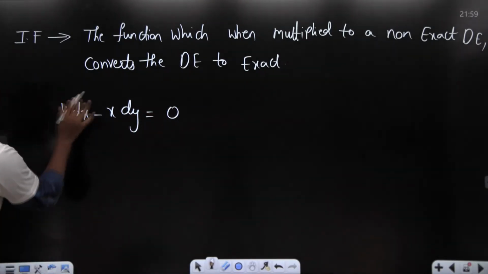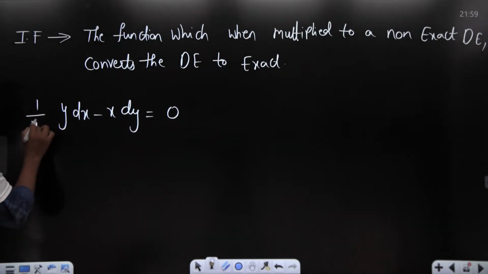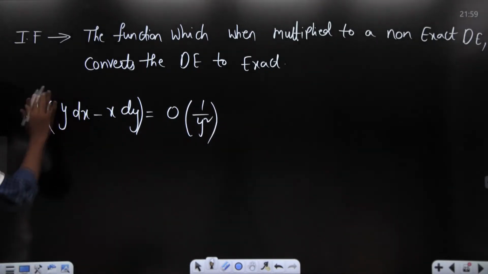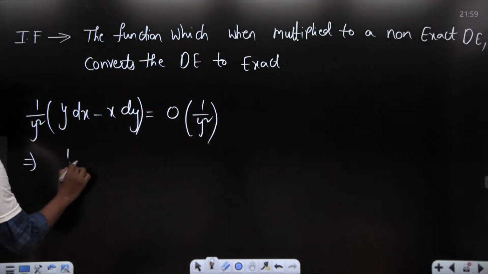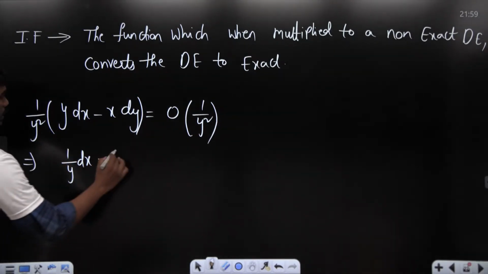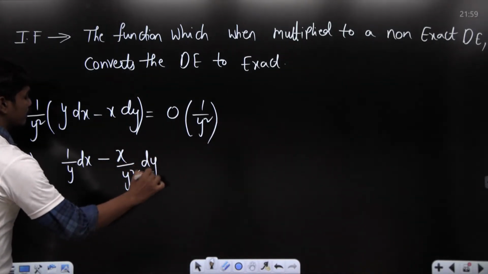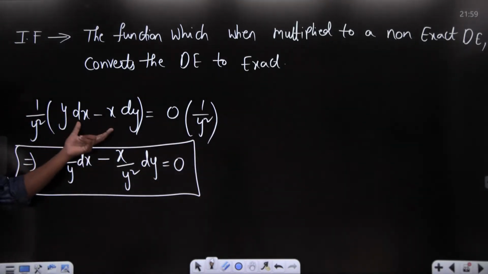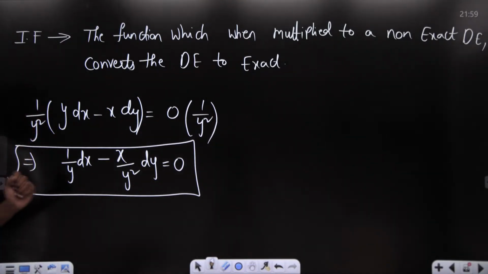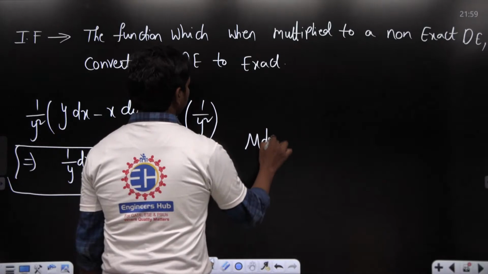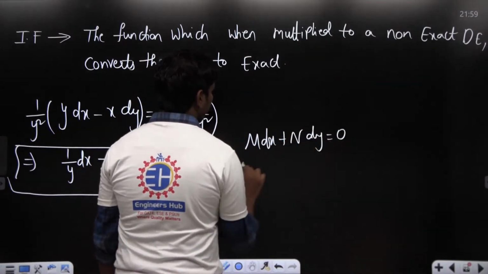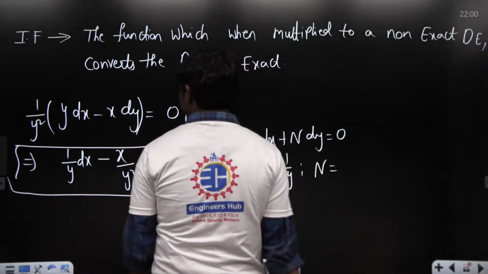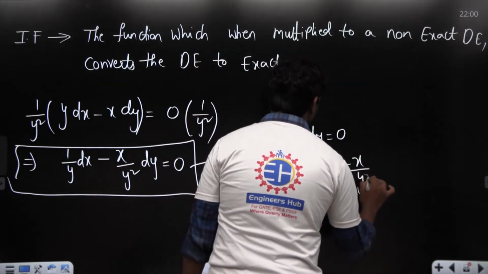Now, if you multiply this complete function with 1 by y square, and of course 1 by y square on the right hand side also gives you 0, then what could come? 1 by y dx minus x by y square dy is equal to 0. This is the differential equation obtained by multiplying the non-exact differential equation with 1 by y square, correct? Now if you compare this with the standard differential equation M dx plus N dy is equal to 0, M is 1 by y, and N is minus x by y square.